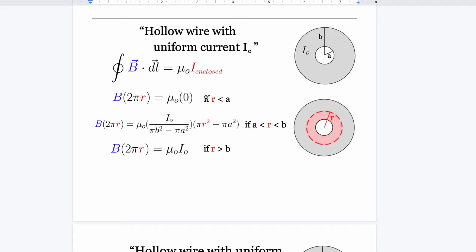Same deal. If your R is less than A, well, obviously you're not enclosing any current in here. So that's just 0. You got no current enclosed, so the B field is 0 in here, no magnetic field.